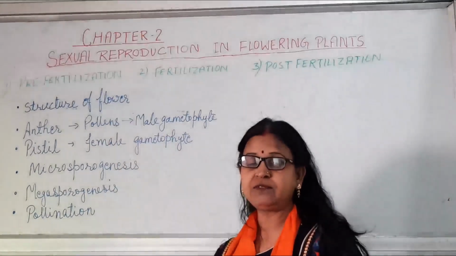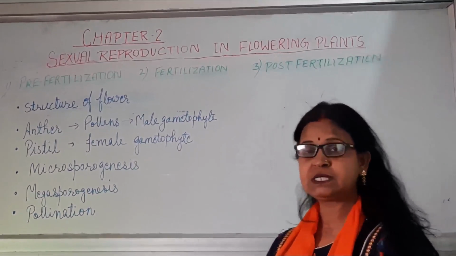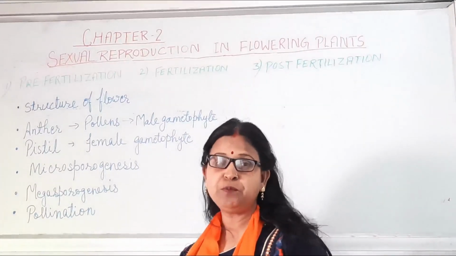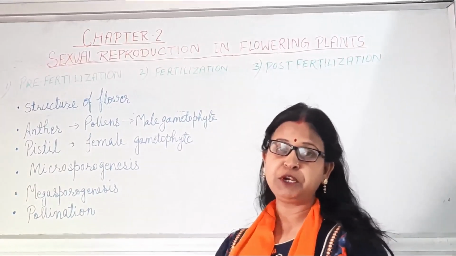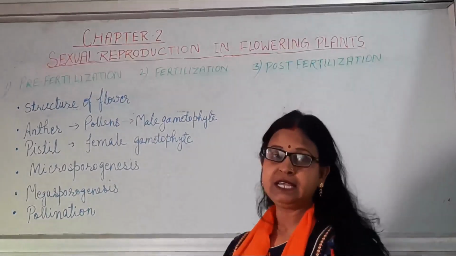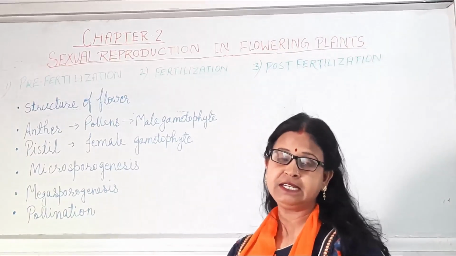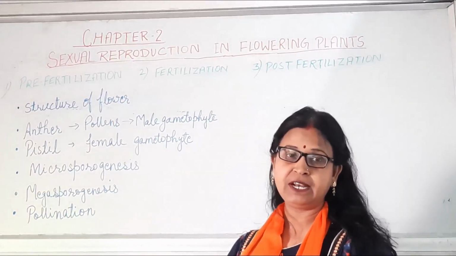In this chapter, first of all, we will start with the structure of flower in detail, because the flower is the most important part of the plant from the reproductive point of view. The flower is meant for sexual reproduction and that's why we will do the structure of flower in detail.